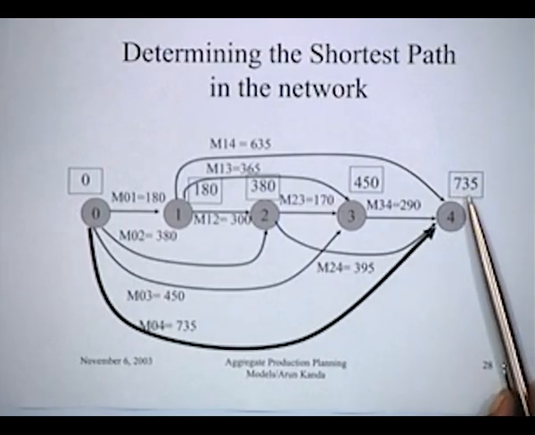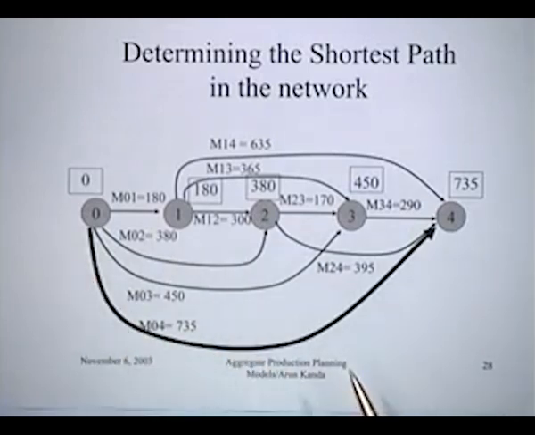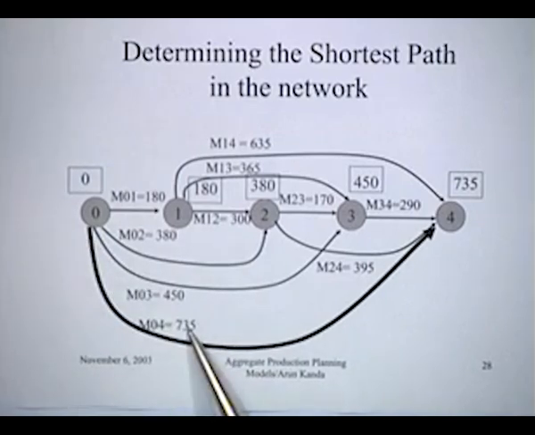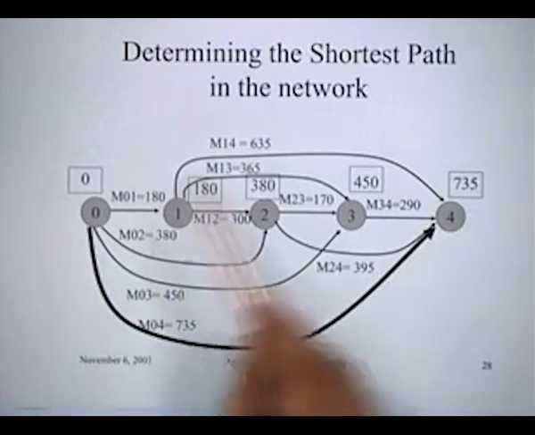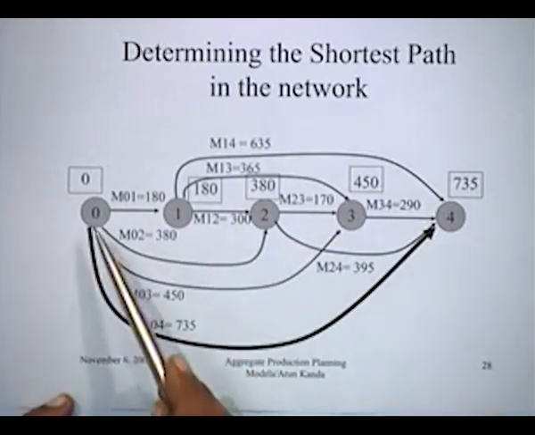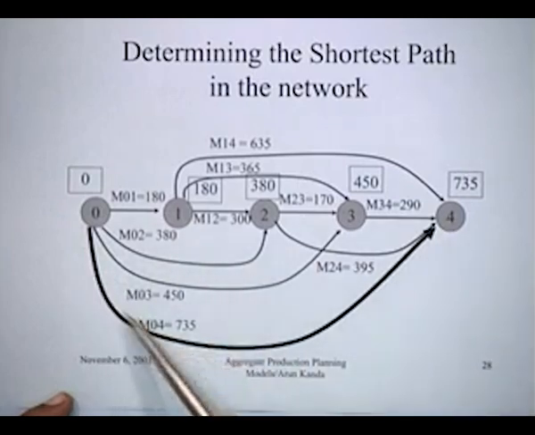So ultimately when you compute the boxed value at the terminal node, you have found out the optimal solution. The optimal solution to this problem says that the minimum cost will be 735 units, and if you identify the path which led to the optimum, this was the path shown in bold line. This is the length of 735. So it shows clearly that in this particular network, the shortest path to go from node 0 to node 4 is this one, which has a length of 735.